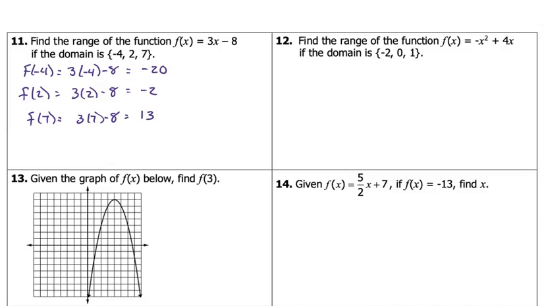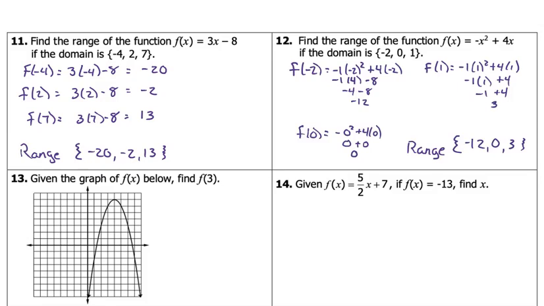So I would say that my range would be in braces, negative 20, negative 2, and 13, end brace. There's my set. So using what you know there and what you know about negatives and squares, can you find number 12? So you can pause and then come back.